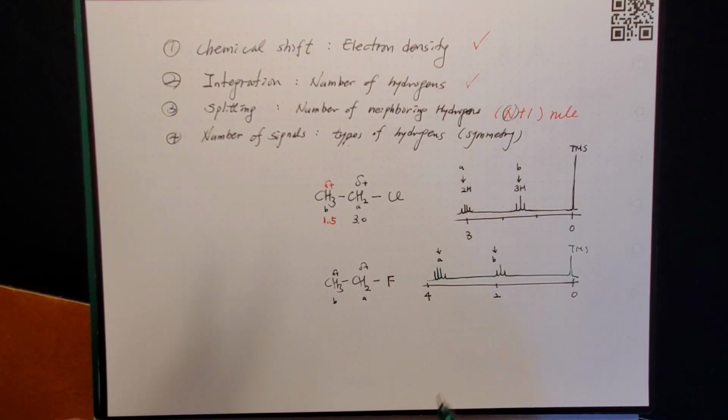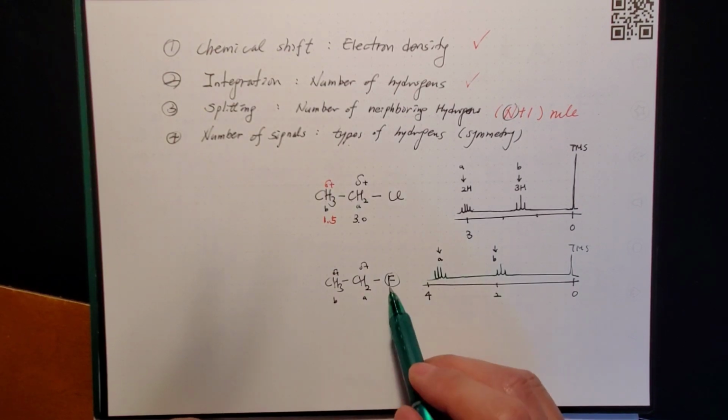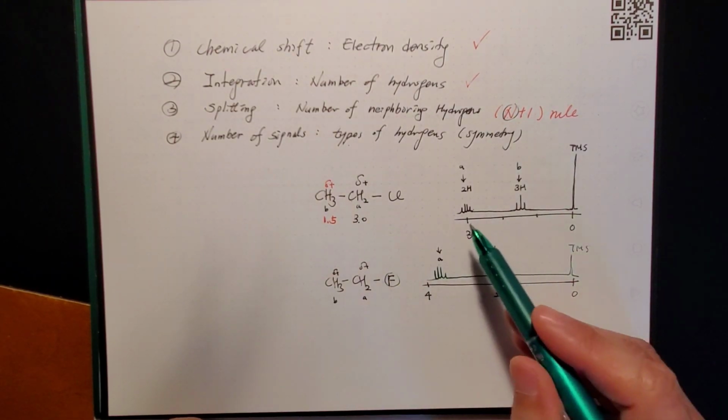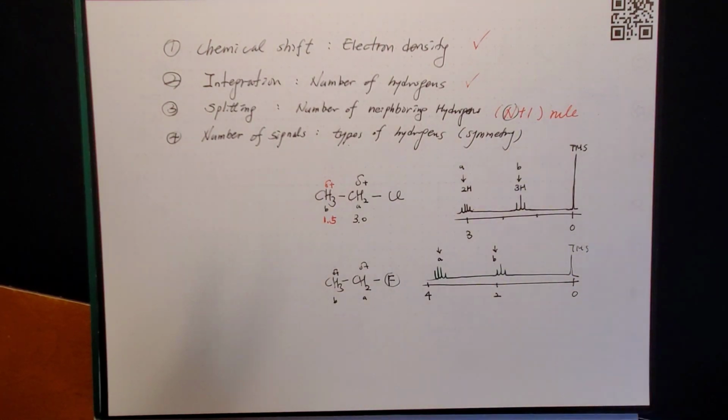I'm trying to make a point that if you change the neighbors, only that, then everything else is the same except the chemical shift is changing. Okay? That's good enough for you.